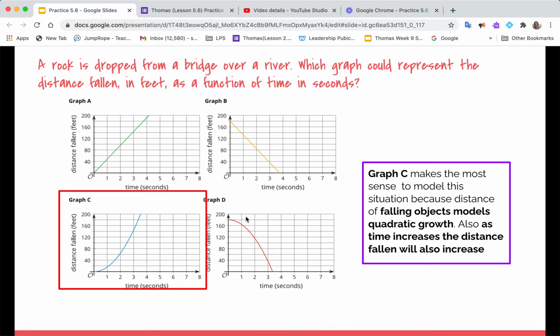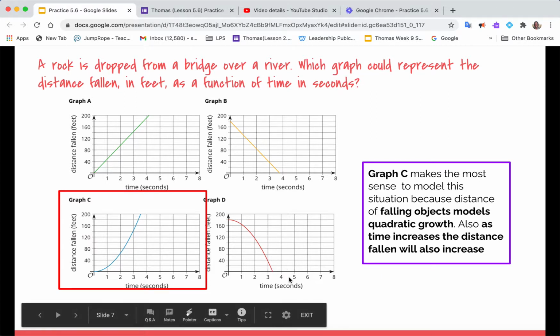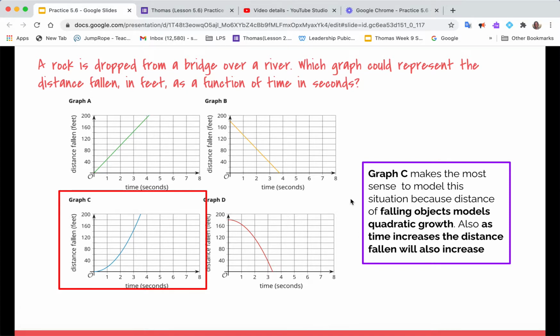D can be a trick because you're thinking, oh, I'm standing on a bridge and the thing is falling, so the distance should be going down, but that's not the case. Here we're measuring the distance fallen, so that distance should increase as time progresses.